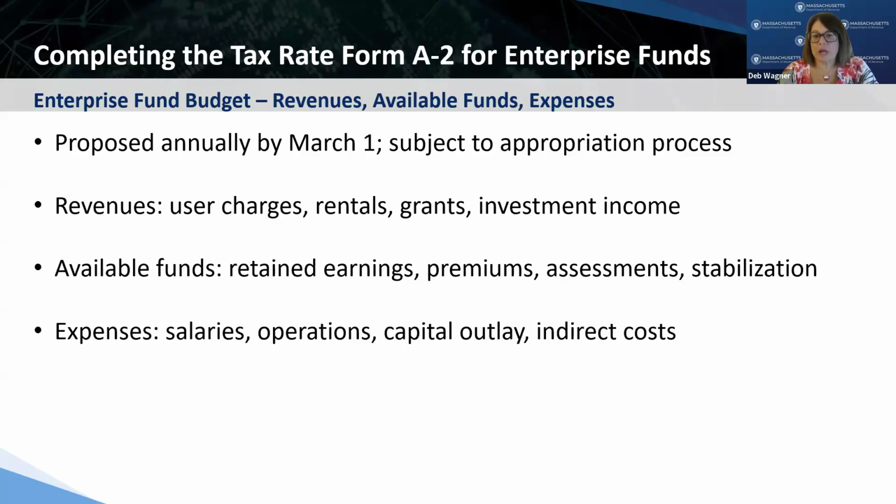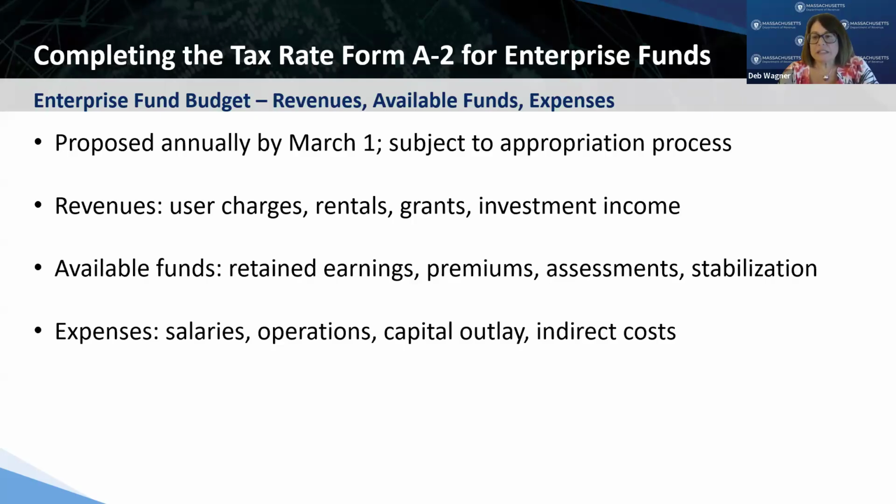There will be an activity around putting the budget together, but then it will go to a vote of the legislative body, just like the city or town budget does. In a town, that would be town meeting, and in a city, it would be city council, but the budget has to be voted. Some of the revenues of an enterprise fund are user charges, rentals, grants, and investment income.